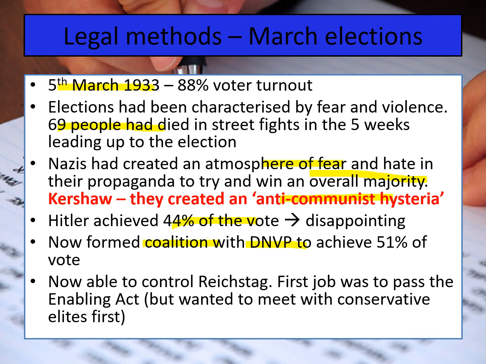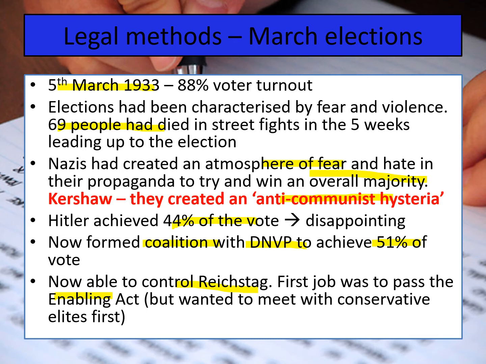Now, crucially, they do then get their support, which gives them 51% of the vote, and they are now able to control the Reichstag. Now, the Nazis are very aware that a coalition can be quite weak and not very long lasting, so their first priority was to try and get the Enabling Act passed, which was going to give Hitler many more powers, or much more power than any other chancellor had ever had.